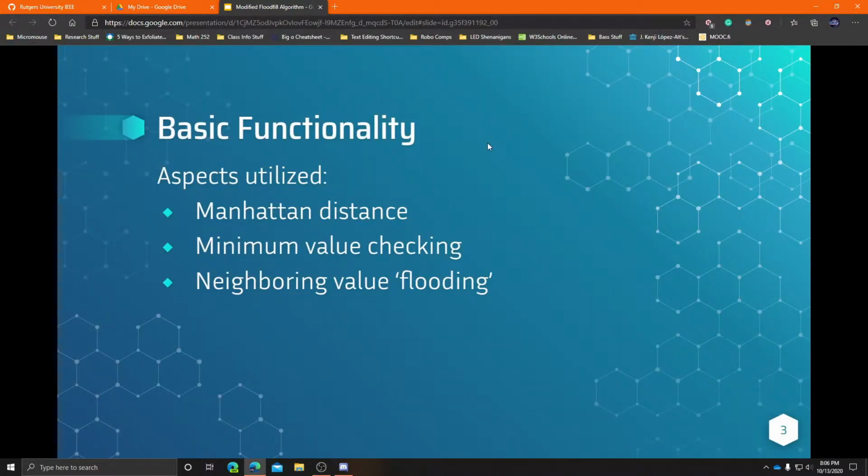Some of the main aspects and properties that we're going to be utilizing within this modified Floodfill algorithm are Manhattan distance, checking for minimum values when moving from cell to cell, and flooding neighboring cell values when we are not able to move.